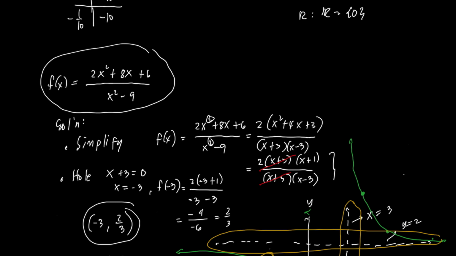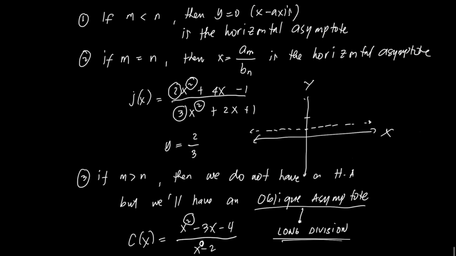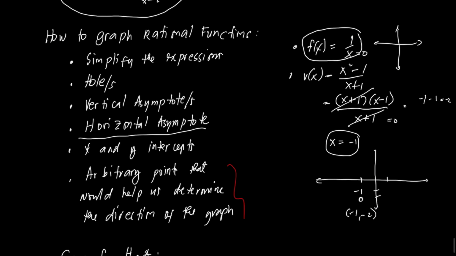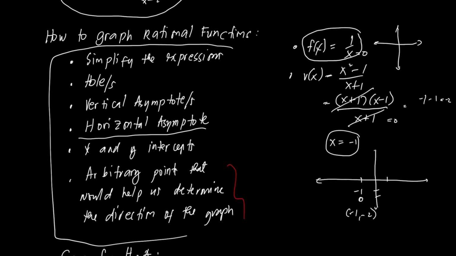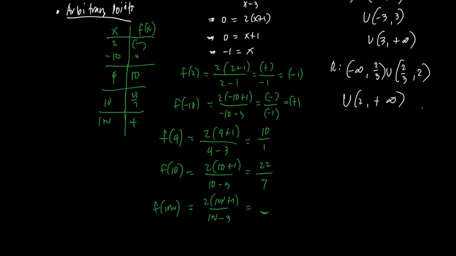It's quite messy, guys. It takes a long period of time to graph, but if you know the process, if you know the step by step on doing this, then it would be easier for you, because the step by step process is our guide in graphing the function correctly. Again, do not forget these steps. Simplify first, then find the hole, vertical asymptote, horizontal asymptote, x and y intercepts, then the arbitrary points.